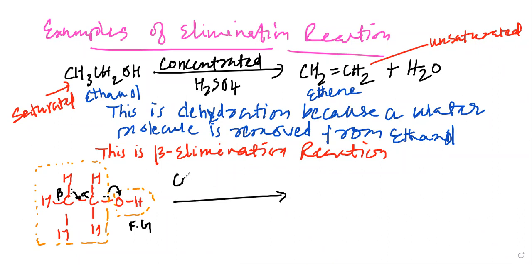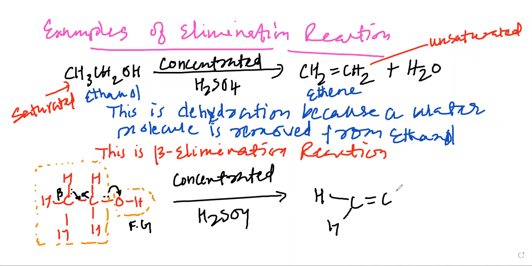This is done in the presence of concentrated H2SO4, my dear students, and finally we get the product H2C=CH2. This hydrogen goes out as H plus by taking the electron, and this goes out as OH minus, and H plus and OH minus give us water.